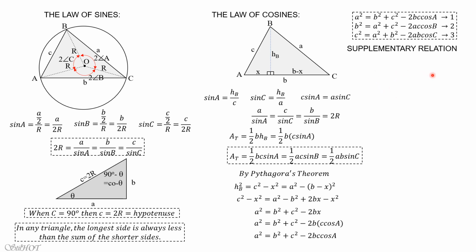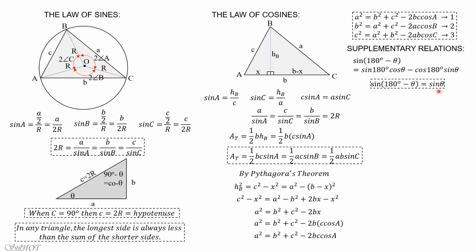Then we have supplementary relations. This is what I mean by the ambiguous case. Sine of 180 degrees minus theta, if you use the difference formulas by expansion, we have sine 180 degrees cosine of theta minus cosine 180 degrees sine of theta. Sine 180 degrees is 0, so this first term here would be 0. Cosine of 180 degrees is negative 1. So negative of negative 1 is positive 1. And 1 times sine theta is sine theta. So that's why sine of 180 degrees minus theta is simply the sine of the angle theta.